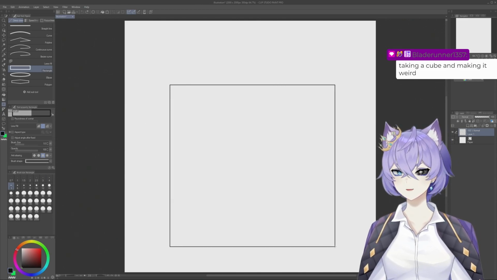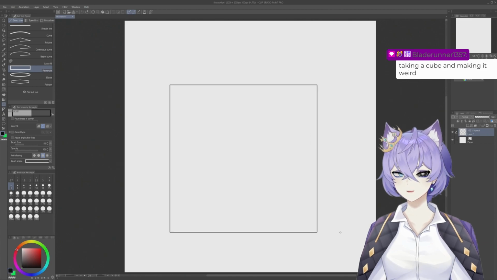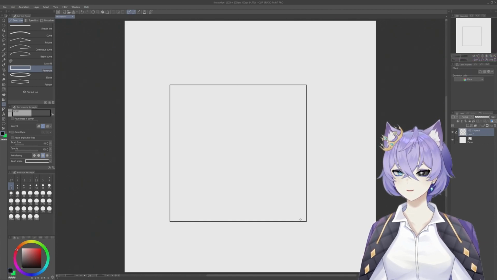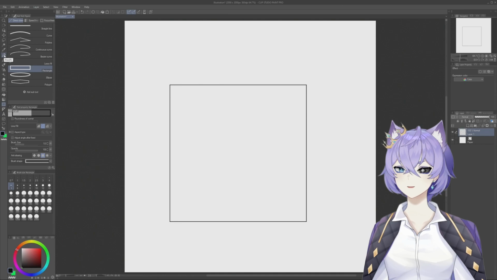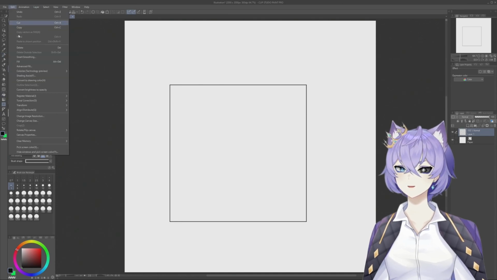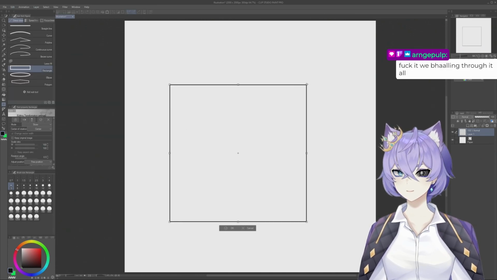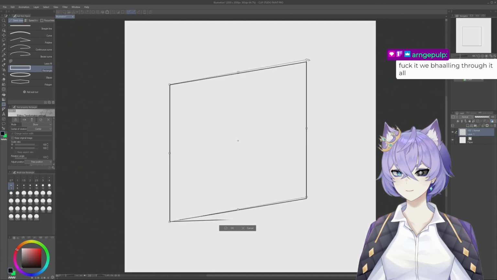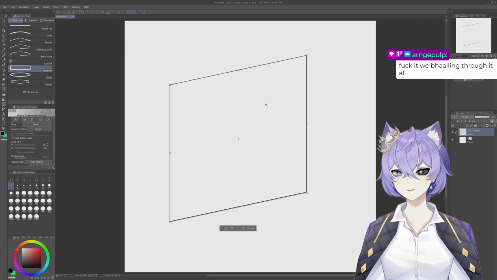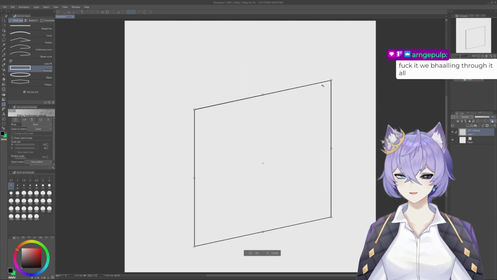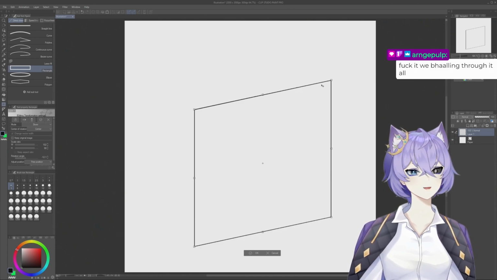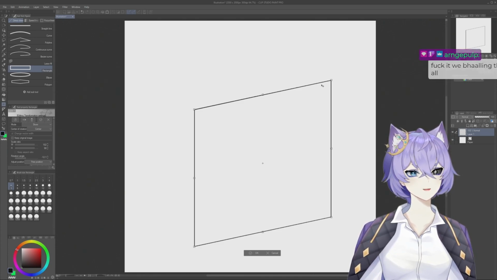All right. So, to make a cube, gotta have a cube. Which means let's go ahead and warp this around a little bit. Skew. Fuck it, we balling through it all pretty much. Not gonna lie, pretty much.